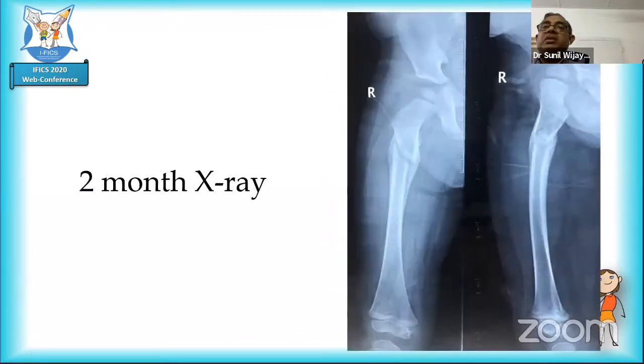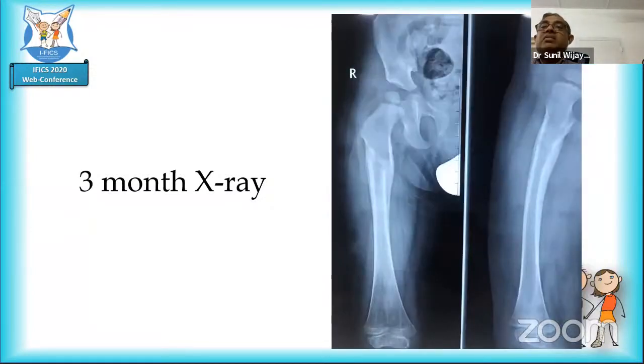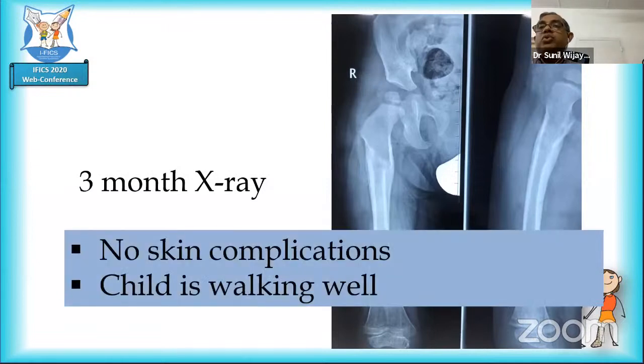And this is the 1-month X-ray, and this is the X-ray at the end of 2 months. And the next slide, the 3-month X-ray: the child is walking well, no complaints, and function is basically normal. So what I want to show is that she didn't have any skin complications, and that even with these simpler methods, the final outcome is more or less equal to the other method that you all have, which Ben and Uni have described.